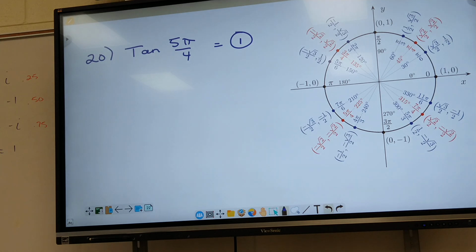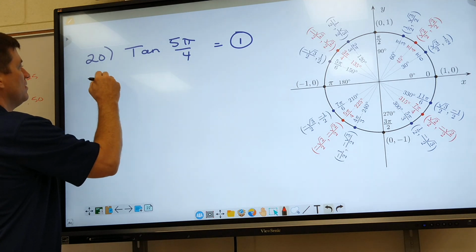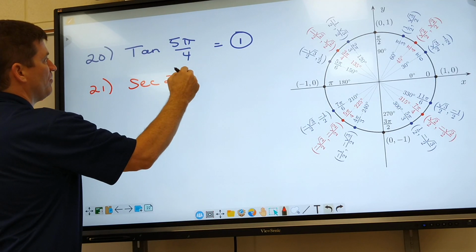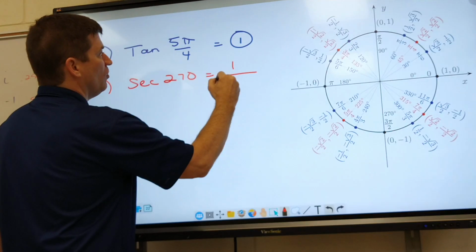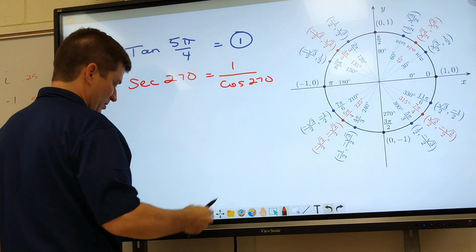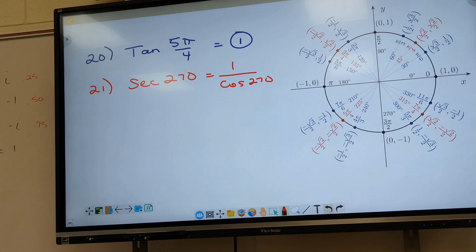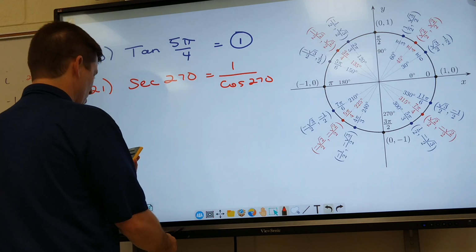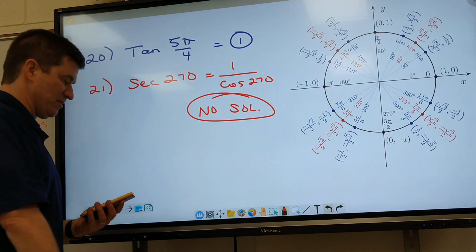Whoa, we got a problem. Secant 270, guys. We don't have a button for secant. So do y'all remember what we did if we didn't have a button? What's the opposite of secant? We got a button for cosine, so you can do it this way: 1 over cosine of 270. That's how you do it when you don't have a button for it. 1 over cosine 270. What'd y'all get? I got error, no solution. It says no solution, you can't divide by 0.